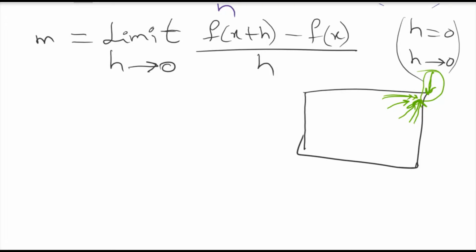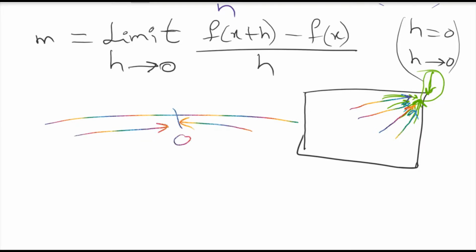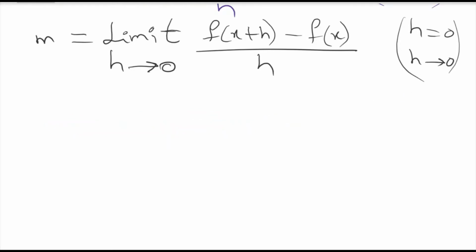Similarly here, if my value of h is exactly 0, then there is a problem. But I can go closer and closer to this 0. I can approach this 0 to the nearest value possible. Not exactly 0, but closer and closer to 0. That is the definition of h tending towards 0. So this is my value of slope for the tangent: limit h tending towards 0, f of x plus h minus f of x by h.